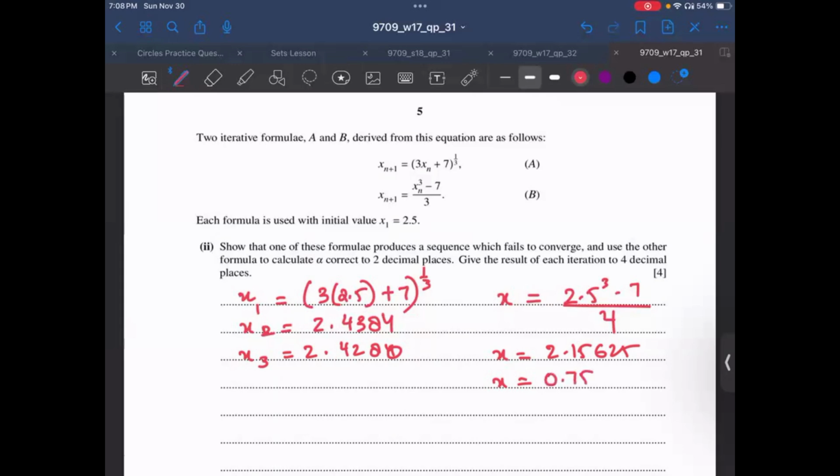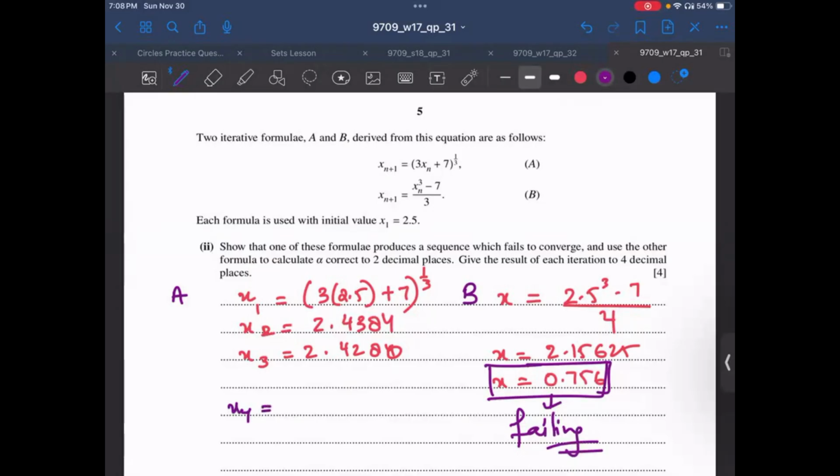So we can see that the values are not converging to a single value. So the second formula over here, this was formula A and this was formula B, we can say that this formula is basically failing to converge. Now we'll use the other formula to find the value of x.